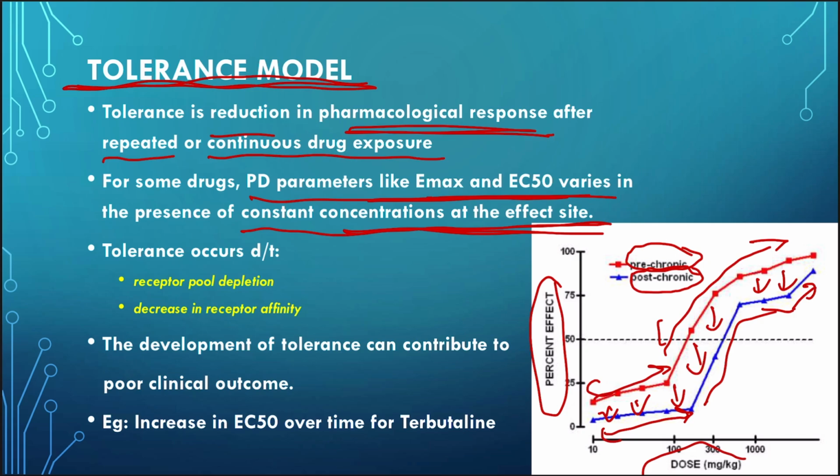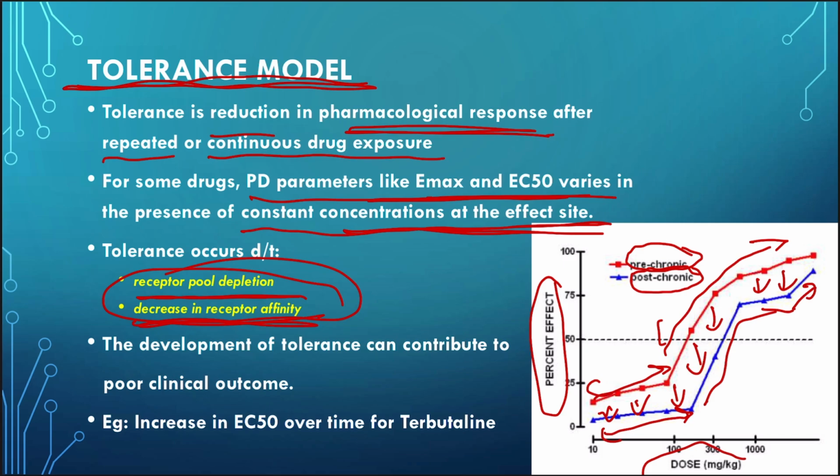And why does tolerance occur? We have several theories. Out of that, the most common one is receptor pool depletion. So there is a decrease in the receptors where the drug binds, or it can also be a decrease in the receptor affinity for that particular drug.